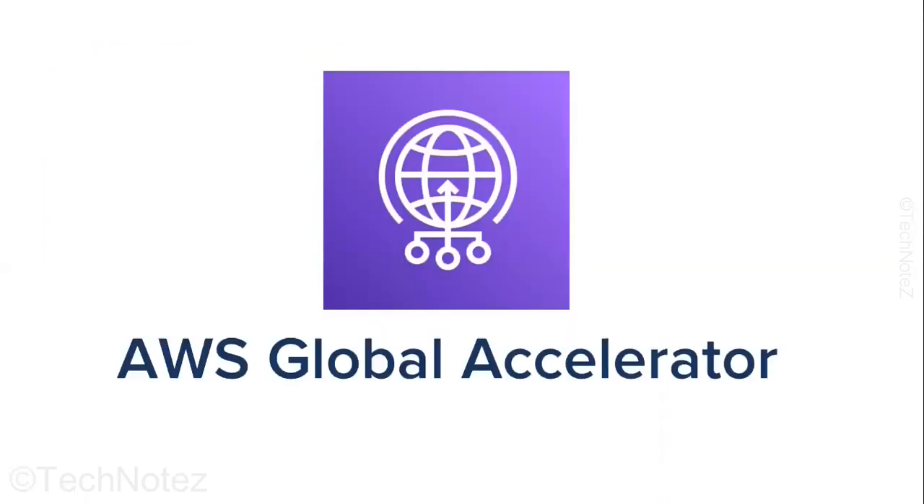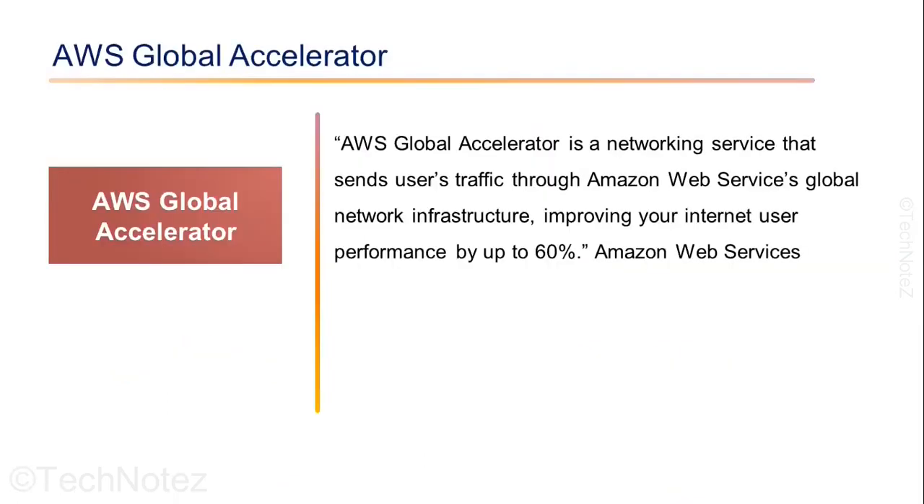Next, let's talk about AWS Global Accelerator. AWS Global Accelerator is a networking service that routes the traffic over the AWS network to improve the availability and the performance of your applications. AWS Global Accelerator is a networking service that sends the users' traffic through AWS Global Network Infrastructure. Improve your users' performance up to 60%.